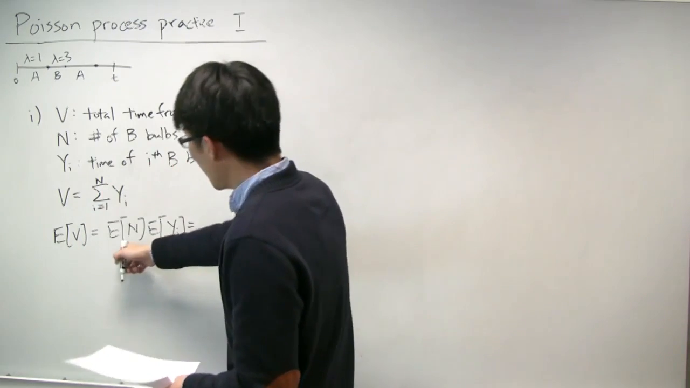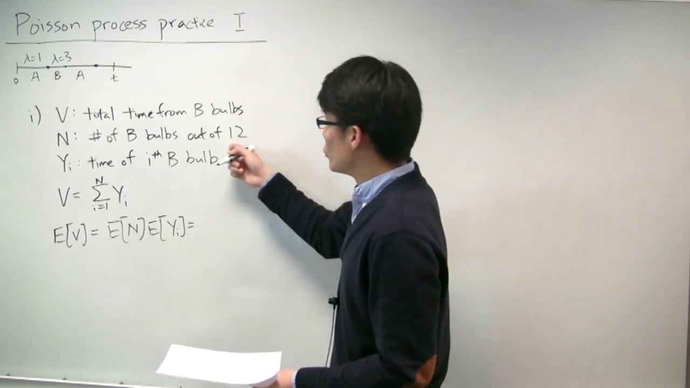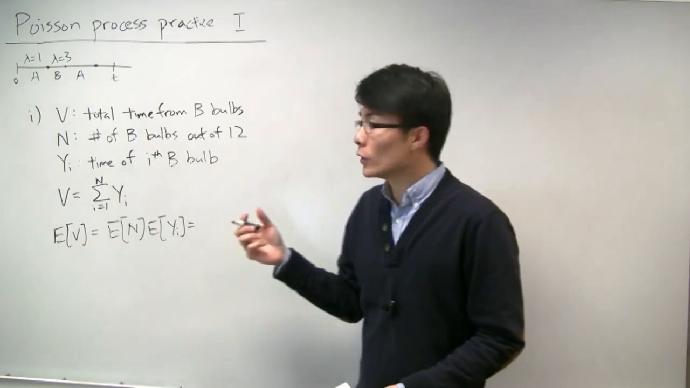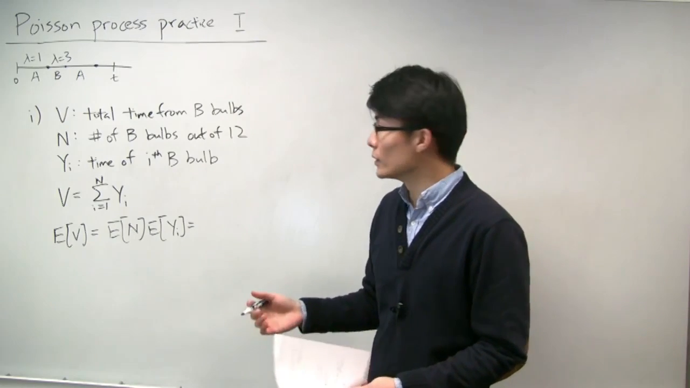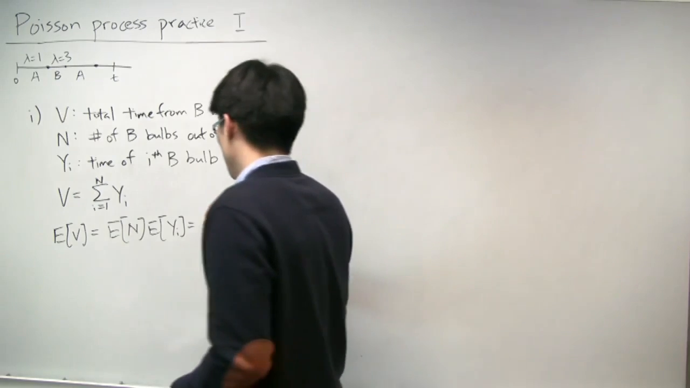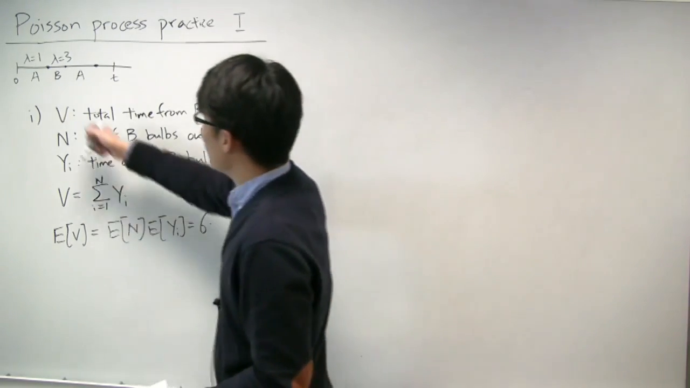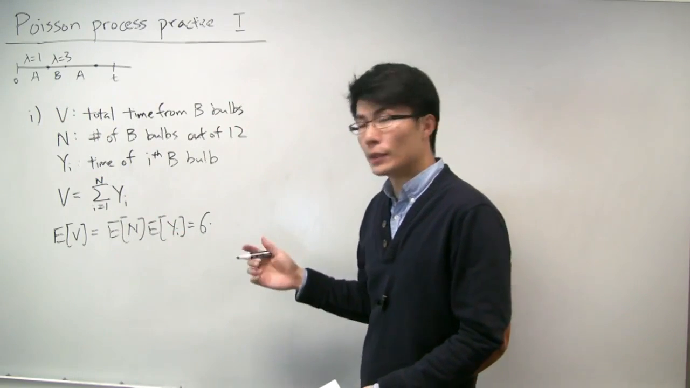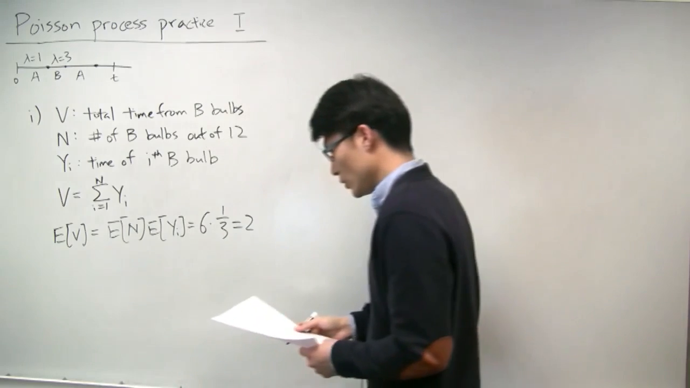And so what is that? What is the average number of B bulbs that you get? Well, you choose 12. Out of 12, you want to know how many of those were type B bulbs. But type A and type B bulbs are chosen equally likely. So on average, 6 out of these 12 will be type B bulbs. And each one is exponential with parameter 3. And so the expectation of an exponential is 1 over lambda. And so this is 1 over 3. And so the answer is 2 in this case.